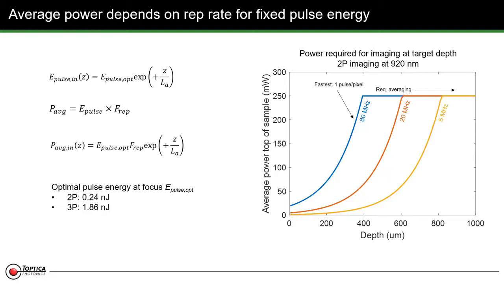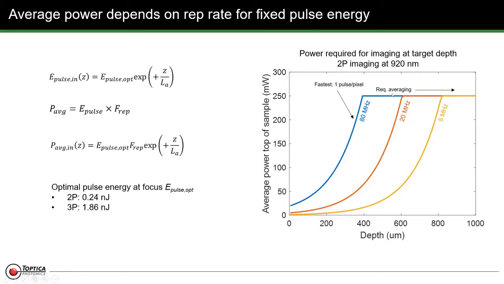And we need to talk a little bit about how pulse energy relates to the average power. The average power of a pulse train is the pulse energy times the repetition rate. So we can take this curve we showed before, this exponential increase in your required input pulse energy, and just multiply that by the repetition rate to see how much power we need for a given repetition rate to get our target pulse energy at the depth we need it. And so that's what I've plotted here.